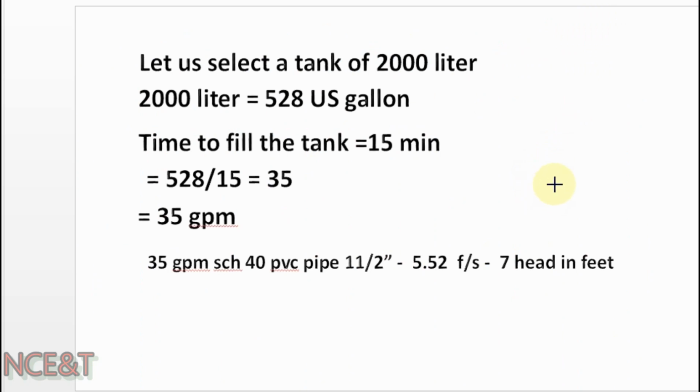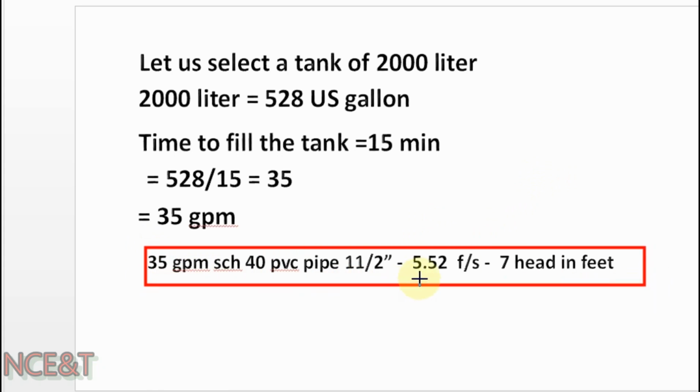Then we will select the pipe size 1½ inch. So we have selected from the hydraulic table a schedule 40 PVC pipe of diameter 1½ inch for 35 GPM with a velocity of 5.52 feet per second and water head of 7 feet.